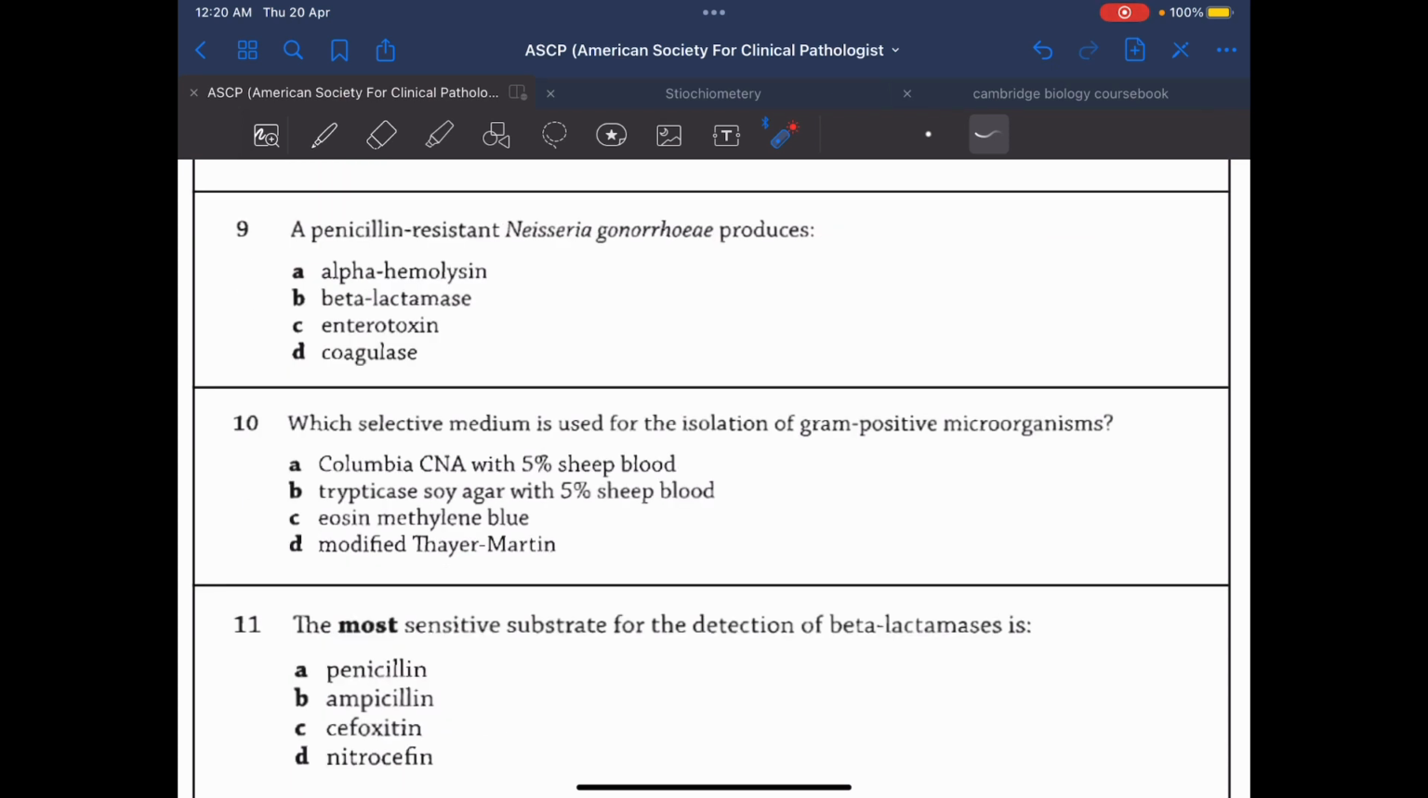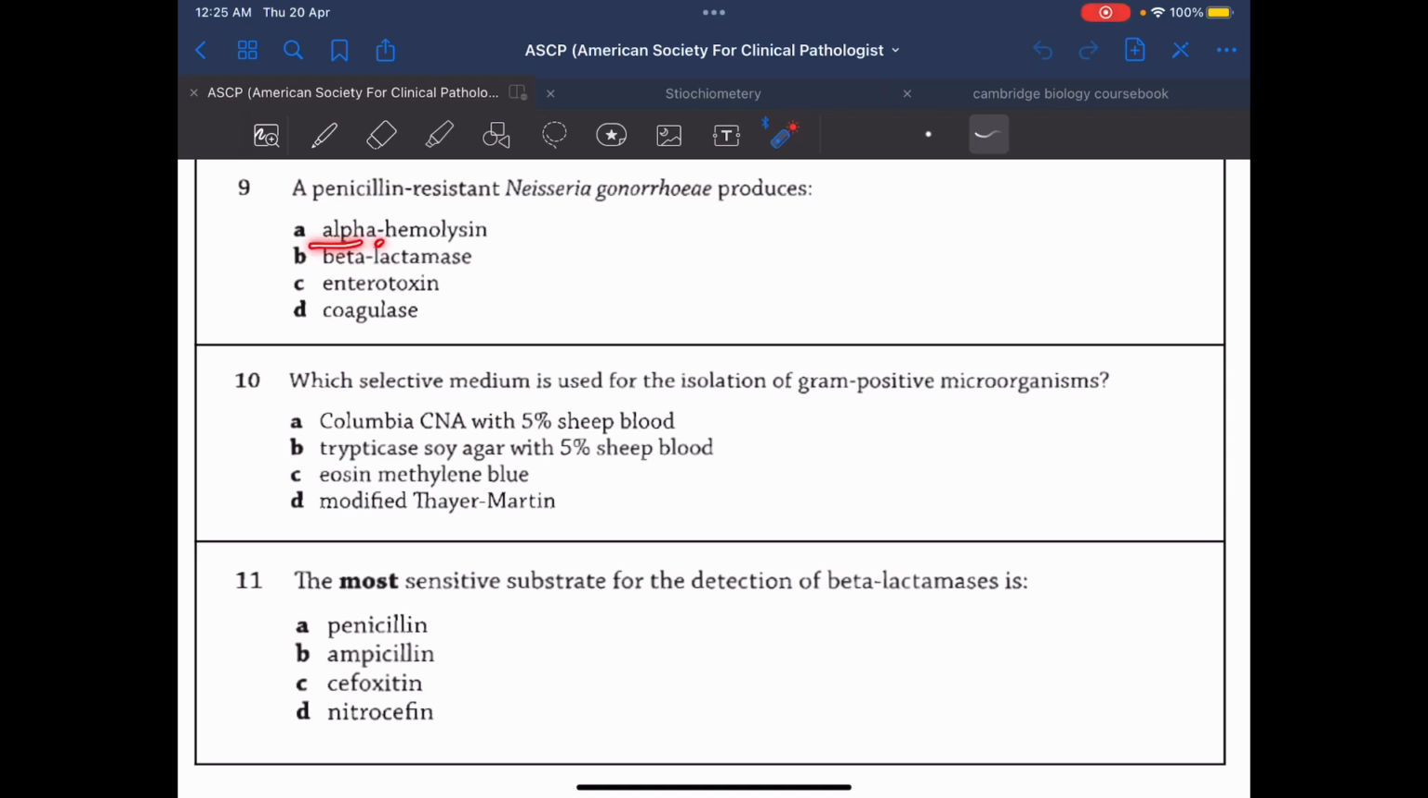Question number 9. A penicillin-resistant Neisseria gonorrhoeae produces A. alpha hemolysin, B. beta lactamase, C. enterotoxin, D. coagulase. Antimicrobial resistance in Neisseria gonorrhoeae is widespread. The production of beta lactamase breaks open the beta lactam ring of penicillin, destroying its activity. Thus, Neisseria gonorrhoeae that produce beta lactamase are resistant to penicillin. So the correct answer is B.